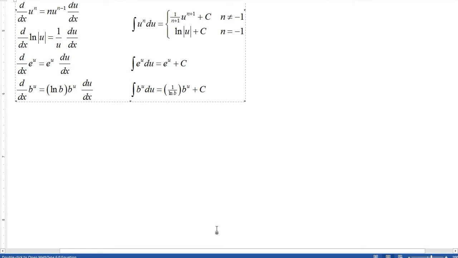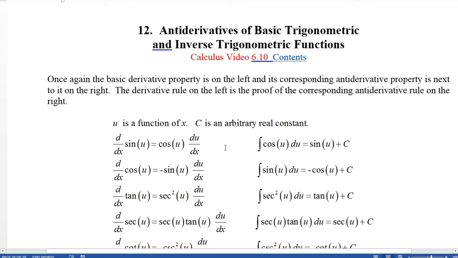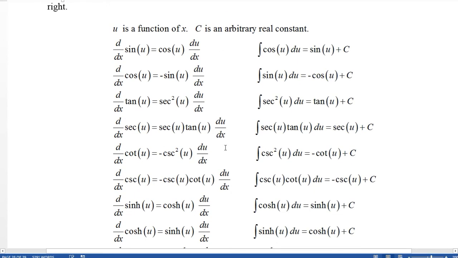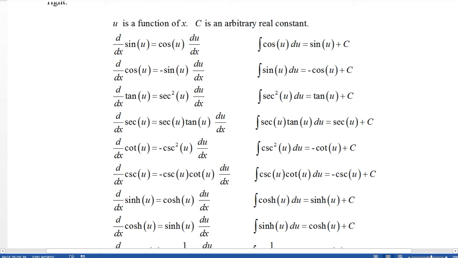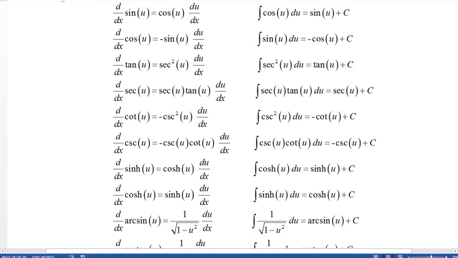Now, just as we have those rules, we certainly also have rules for trig functions. So again, here u is a function of x and c is our arbitrary constant called the constant of integration. So the derivative of sine of u is cosine of u.